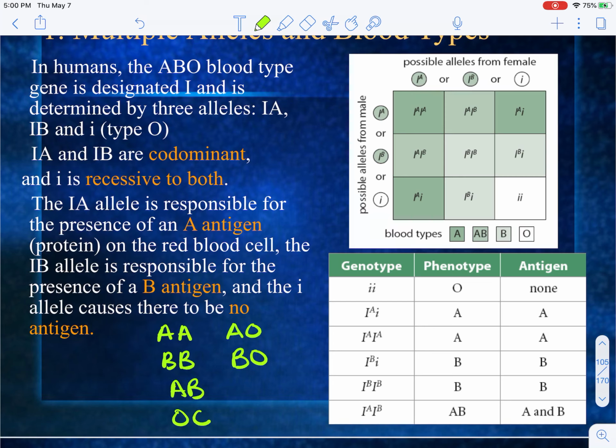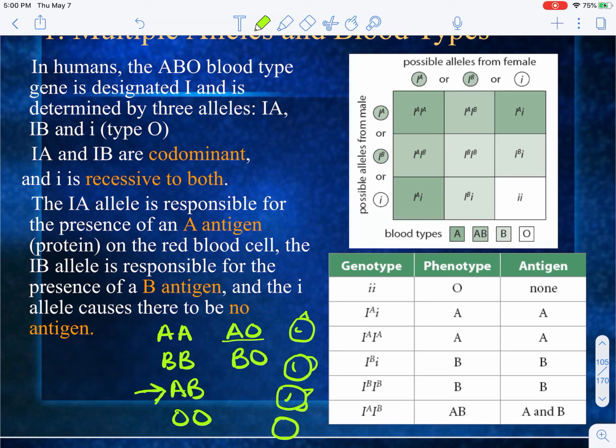There's type AB blood and there's type O blood. So A and B are basically codominant. If they show up together, the person is type AB. Type A's have type A antigens on their red blood cells. Type B's have a different one, a B antigen. AB has both types of antigens on their red blood cells, and O has none.